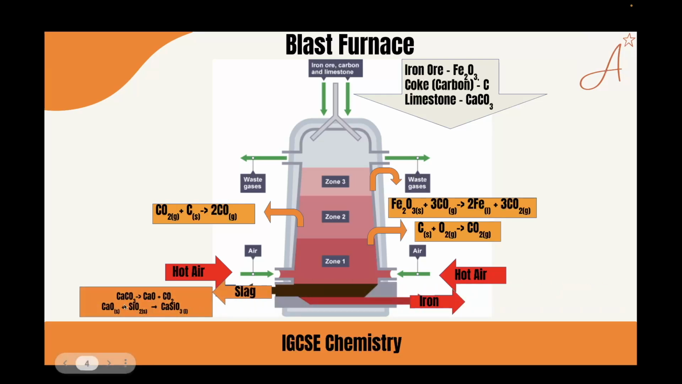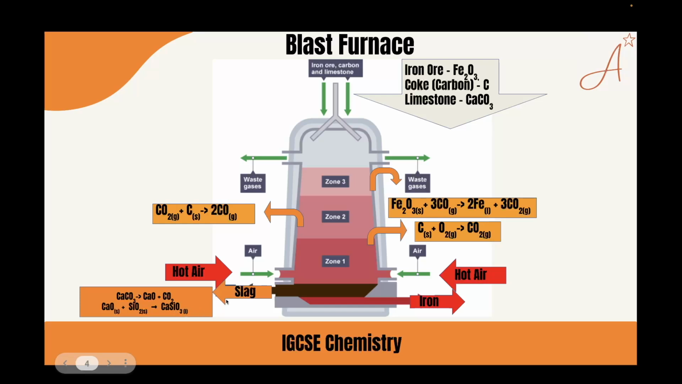The limestone, or the calcium carbonate, is added to remove the impurities in the hematite. First, the limestone breaks down into calcium oxide and carbon dioxide. Then, the calcium oxide reacts with silicon dioxide, which is the primary impurity in hematite, to form calcium silicate.